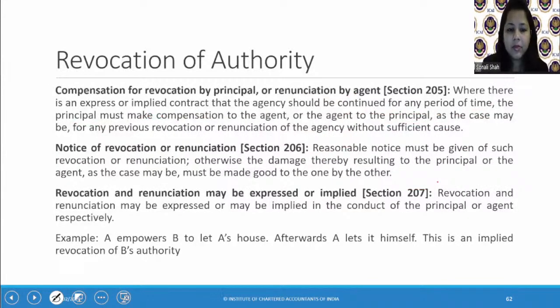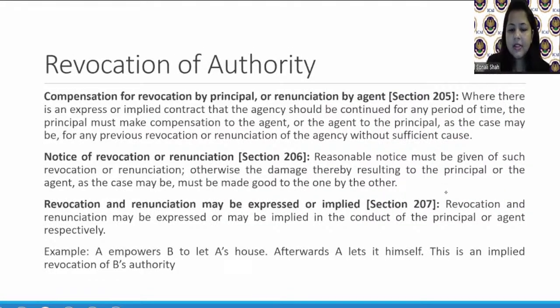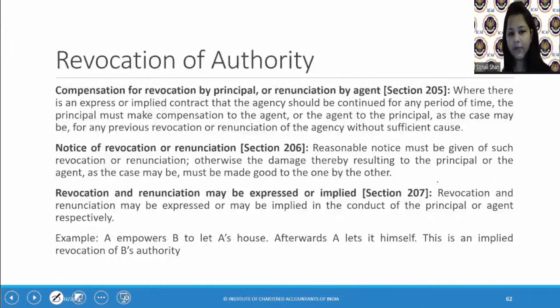Correct? Is this clear? Sections 203 and 204, is that clear?